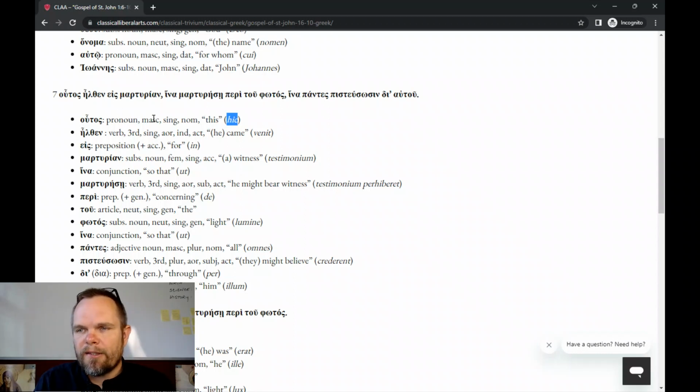Houtos, this man. Then we have the verb eilthen. Notice in the characteristics here, we're told it's third person singular. This man came. You see, St. Jerome's translation was venit, which is in the perfect tense. This man came could also be considered in the present tense.